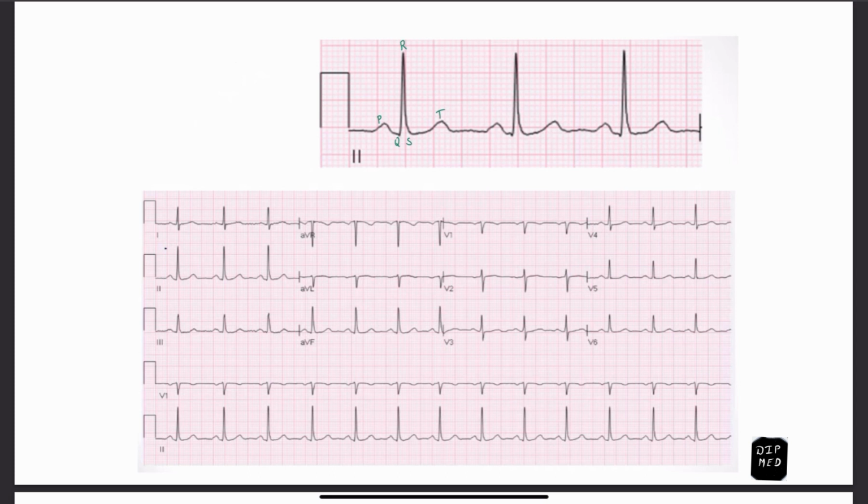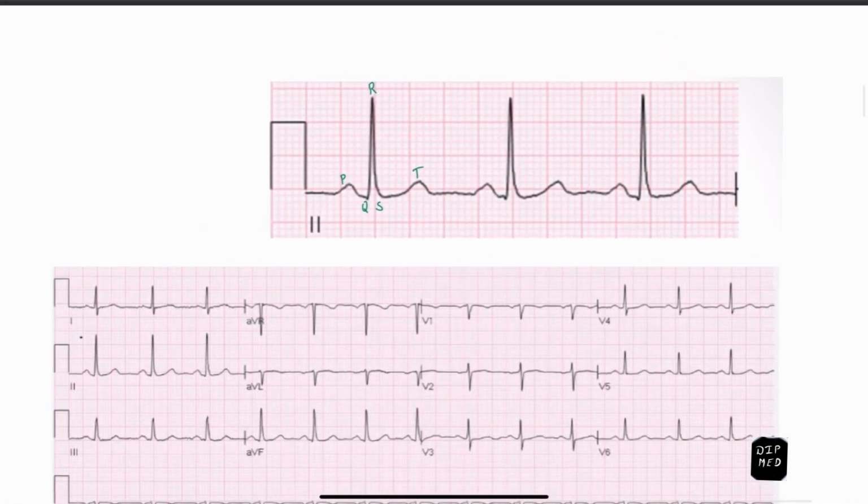On the bottom of the EKG, usually 1 or 2 recordings of multiple QRS complexes are shown. These are called rhythm strips. These help us to better determine the heart rate and rhythm. I have zoomed in lead 2 on top of the screen so we can see that it contains the P wave, QRS complex and the T wave, just like I explained before.